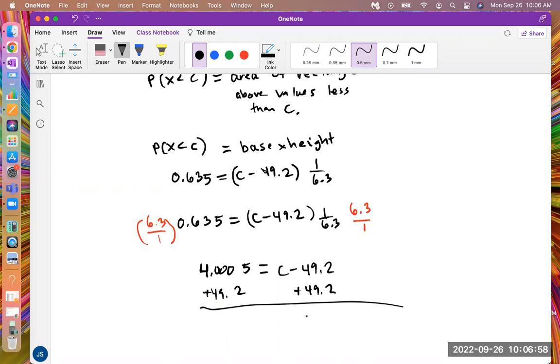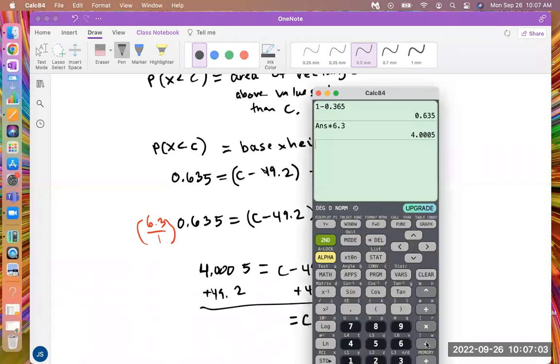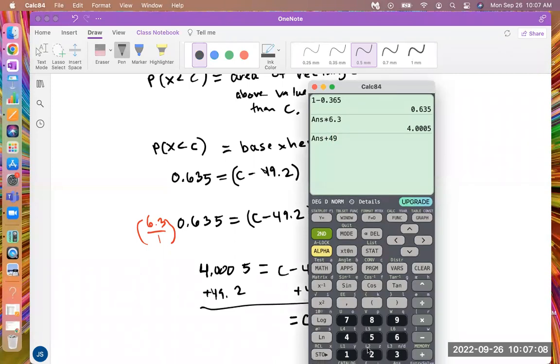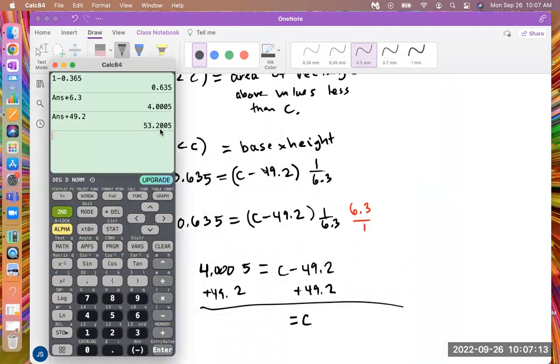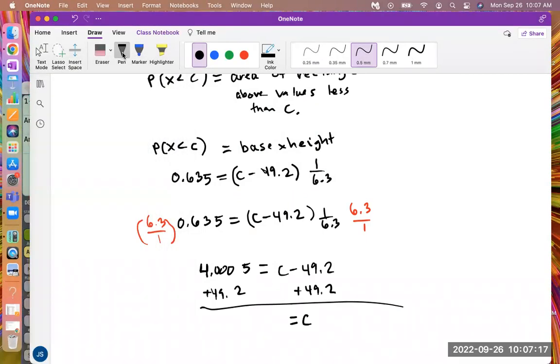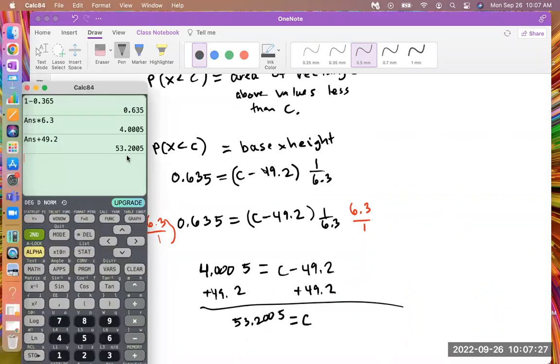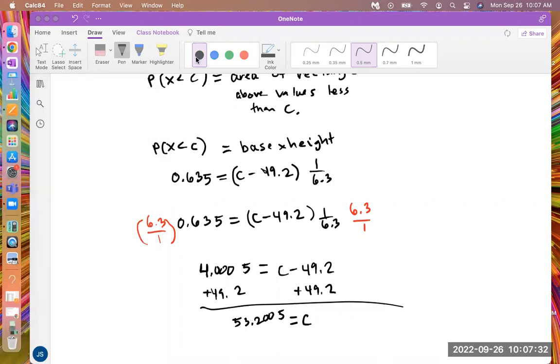Now I have to make sure to line up my decimals really well, but now I just add 49.2. And I get this 53.2005. I think that was the number that we got. 53.2005. Yeah. Okay, and that is our C.